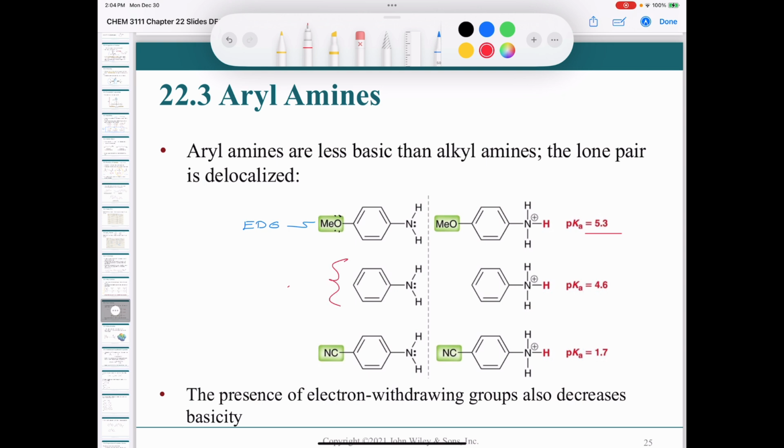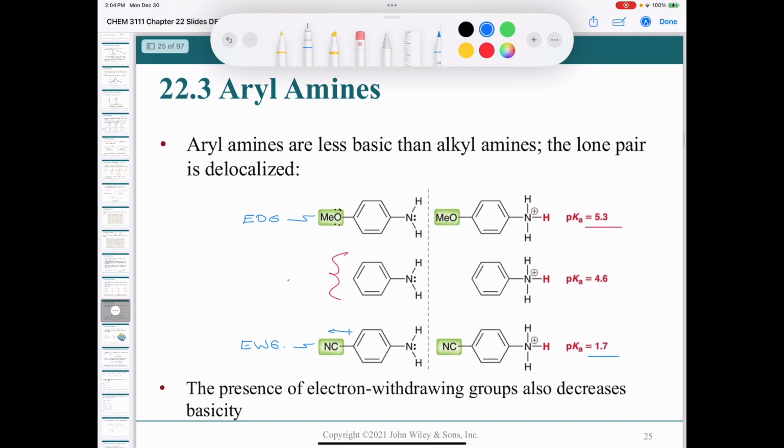And then if we have a nitrile, here we have an electron withdrawing group, and this is pulling electron density away like crazy. And so this lone pair is going to be less available. And so if it's a weaker base, it's going to produce a stronger conjugate acid, and that's exactly what we see here. And so the conclusion is what's shown at the bottom.